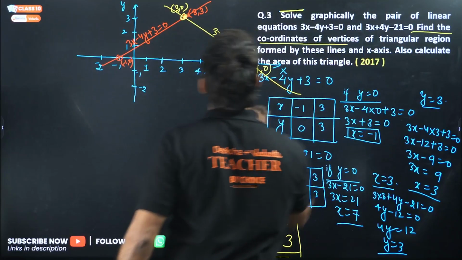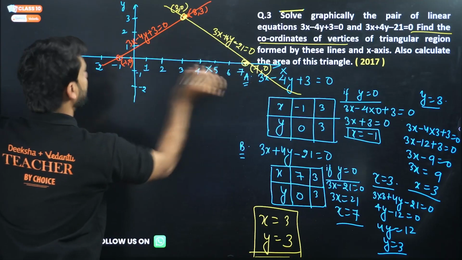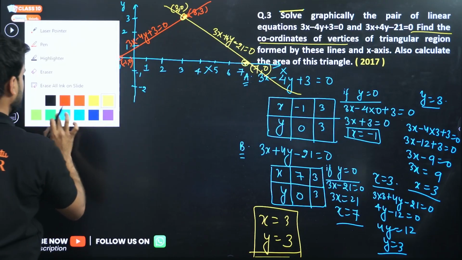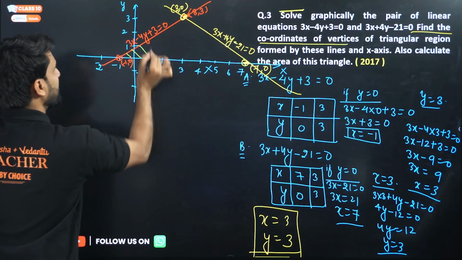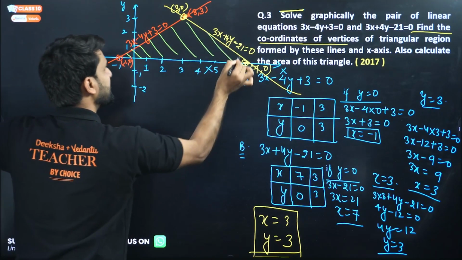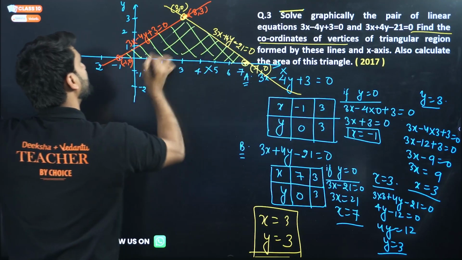Okay, so first coordinate, let's say this is a triangle here. Let me show you with green color. This is the triangle, right? You all can see here, this is the triangle. So what will be the coordinate?